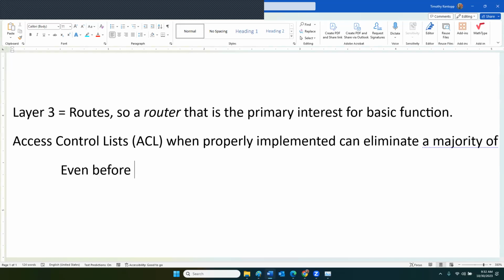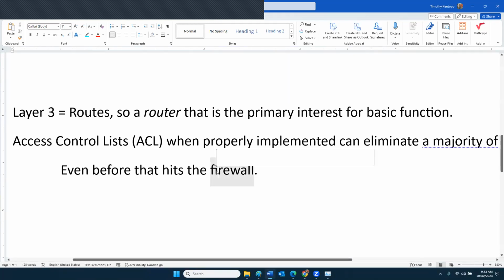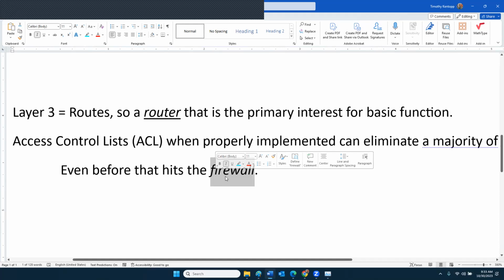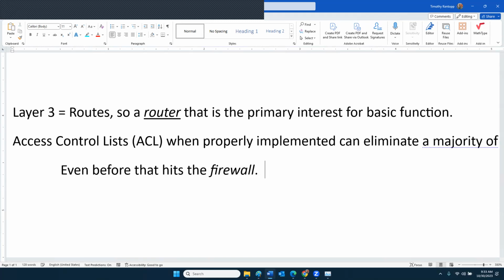Even before that hits the firewall, okay? So a firewall is a specialized device and it's a security specific device. But the thing that kills me is that in cybersecurity, everybody's thinking about the firewall as the primary filtering device. And certainly firewalls are designed for that, you know? The primary function is filtering.